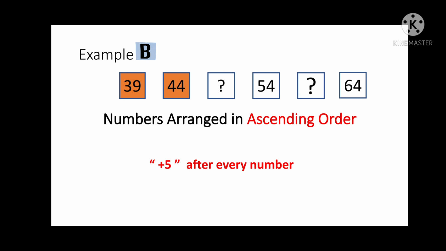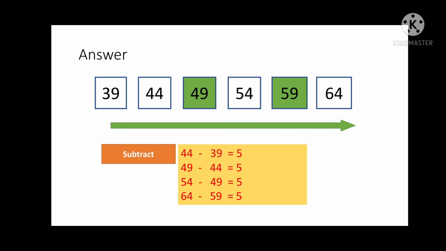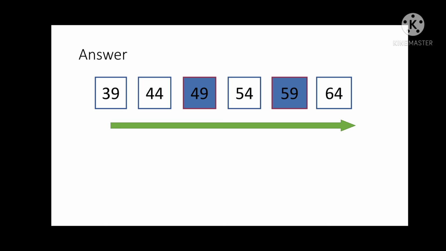If we plus 5 after every number, let's see if we can find the missing numbers. 39 plus 5, 44. 44 plus 5, 49. 49 plus 5, 54. 54 plus 5, 59. 59 plus 5, 64. So we found our missing numbers. From left to right, we found the difference between the next number and the number before it. The difference was 5. That means we add 5 in every number, and this is our correct answer.